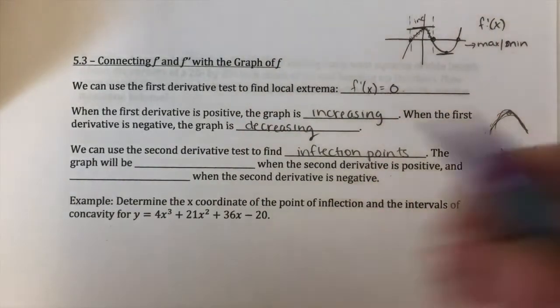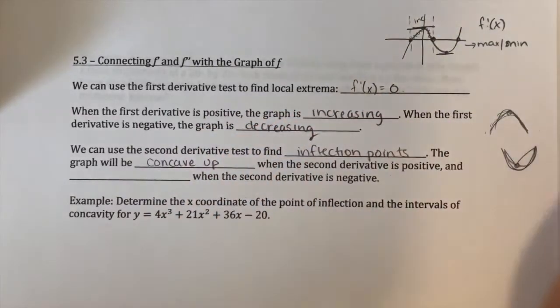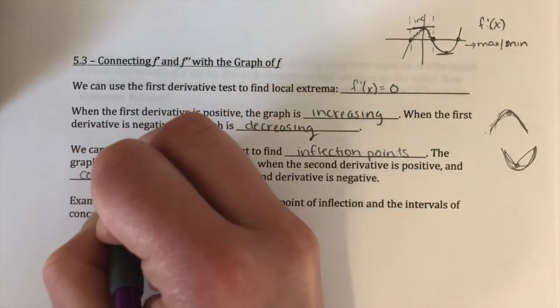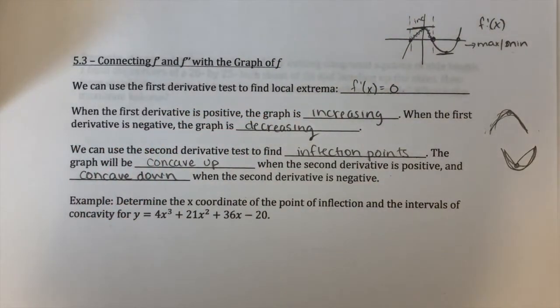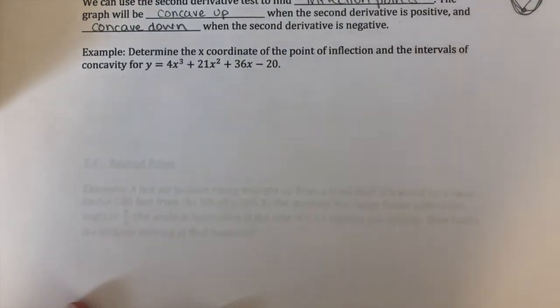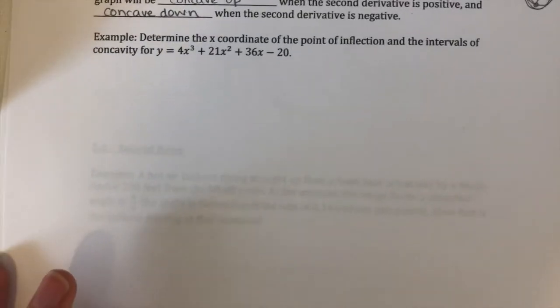So the graph will be concave up when the second derivative is positive and concave down when the second derivative is negative. So we're going to determine the x-coordinate of the point of inflection and the intervals of concavity for this graph.